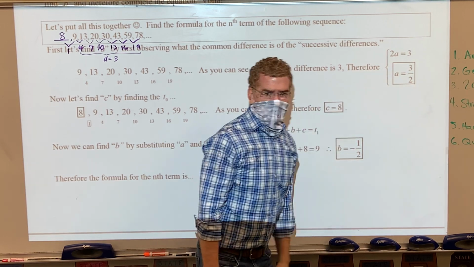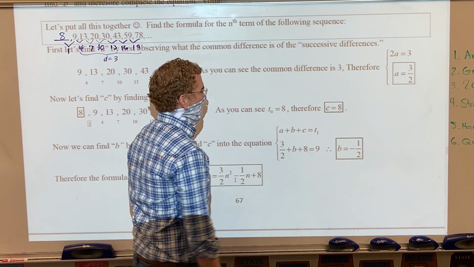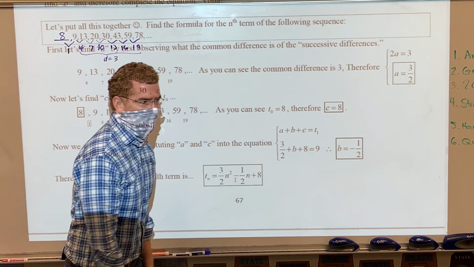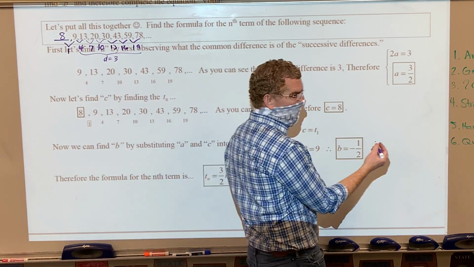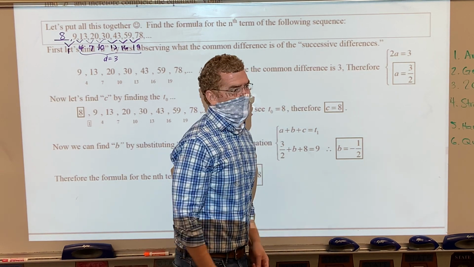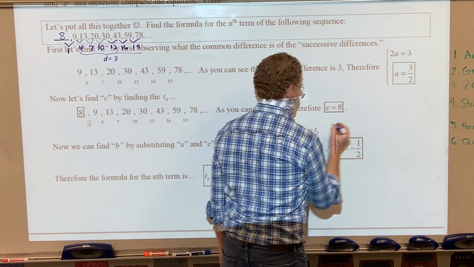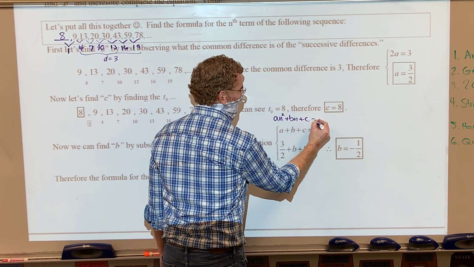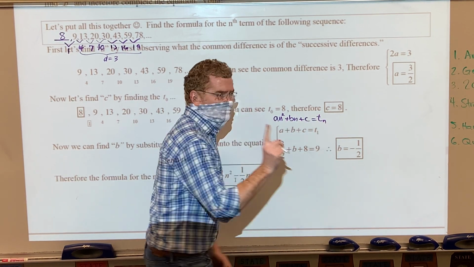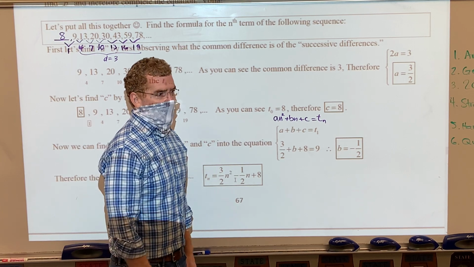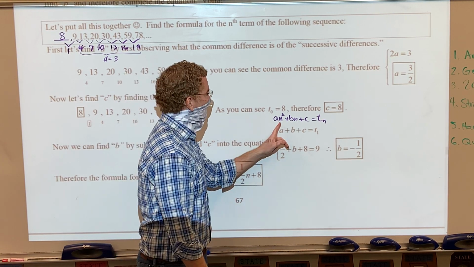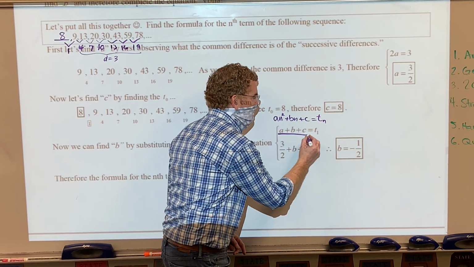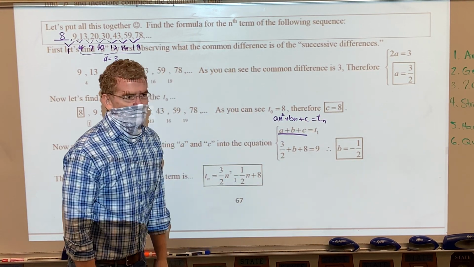And to find B, I'm just going to go back and take my A plus B plus C equals T1 expression. And why am I going to use that one always? Because it's easy. I could use any of them, but again, I'm basically taking An squared plus Bn plus C equals Tn, but I'm just using the first term. And the first term will always be A1 squared plus B1 plus C, so it'll always be A plus B plus C equals the first term.